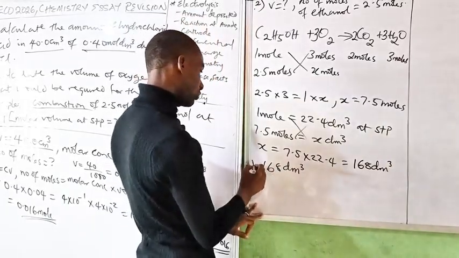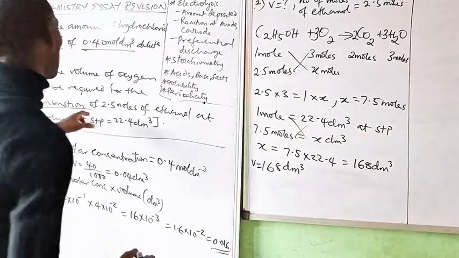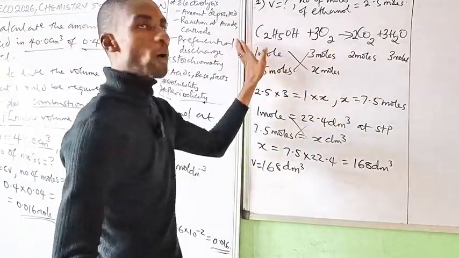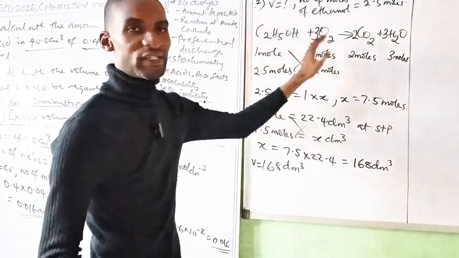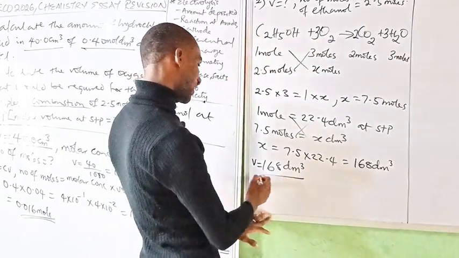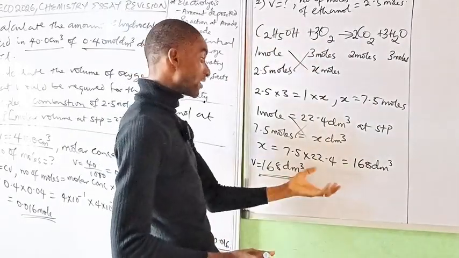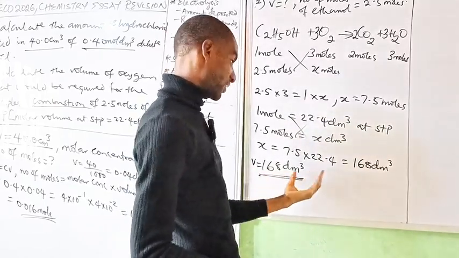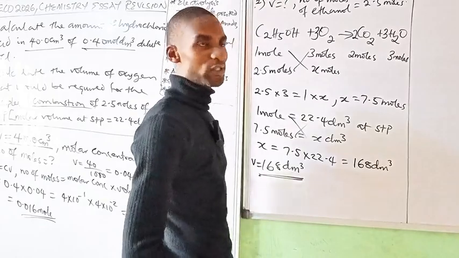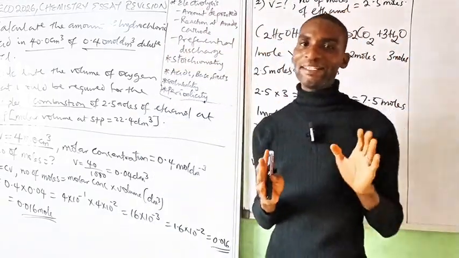That means the volume of oxygen gas that will be required to completely burn out this, or to complete this combustion reaction, is 168 dm³. If they ask you to convert to cm³, you multiply by 1000, that would be 168,000 cm³. So I hope that is very clear.